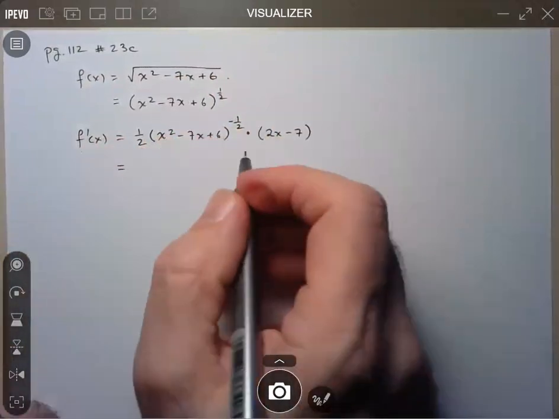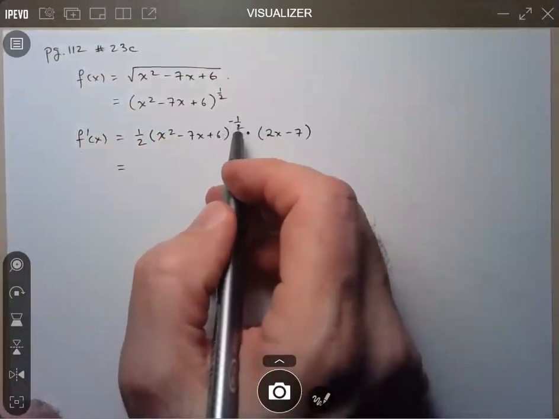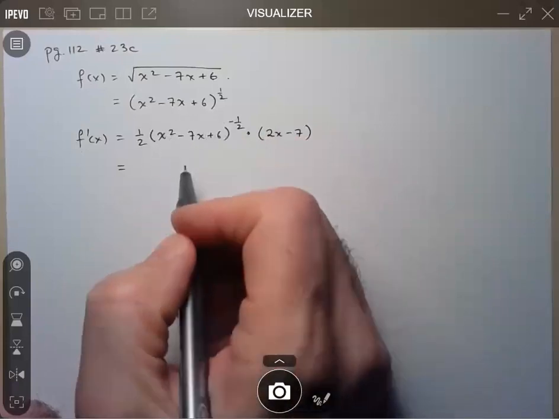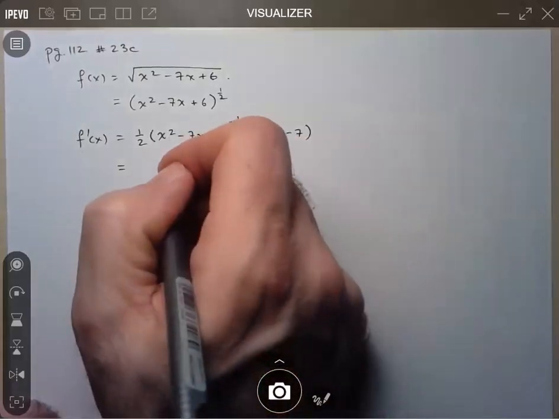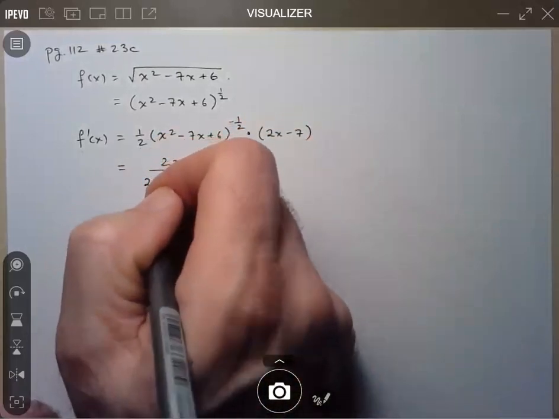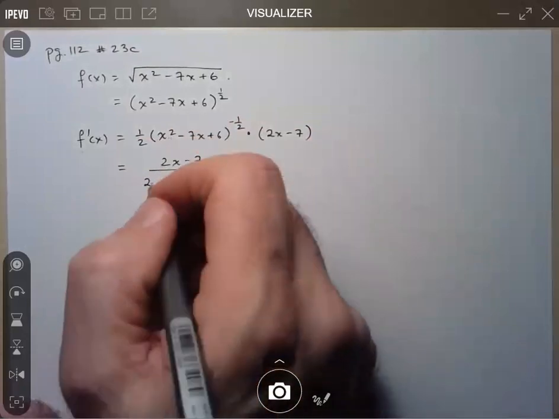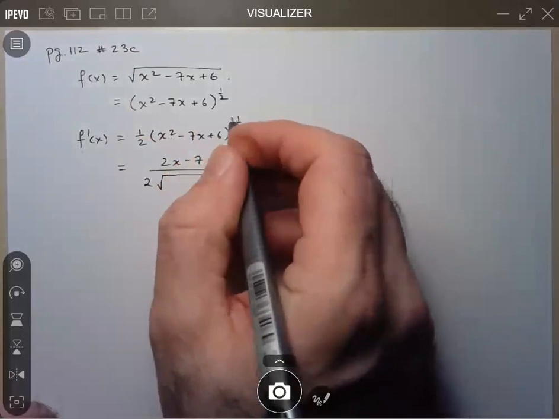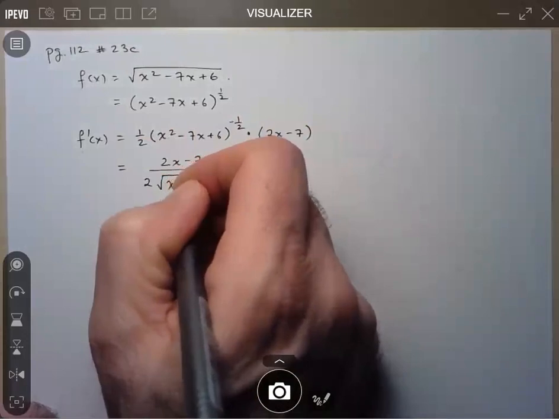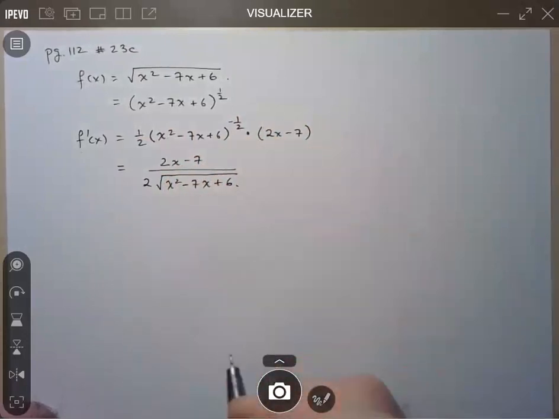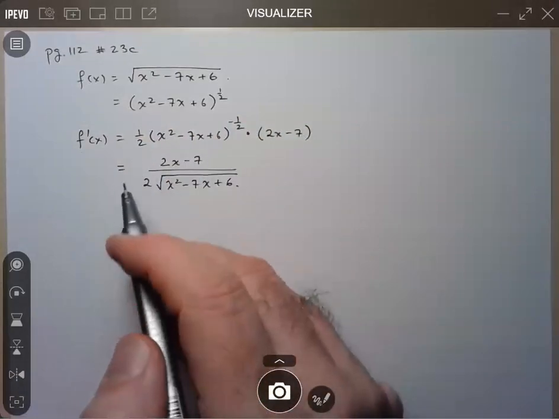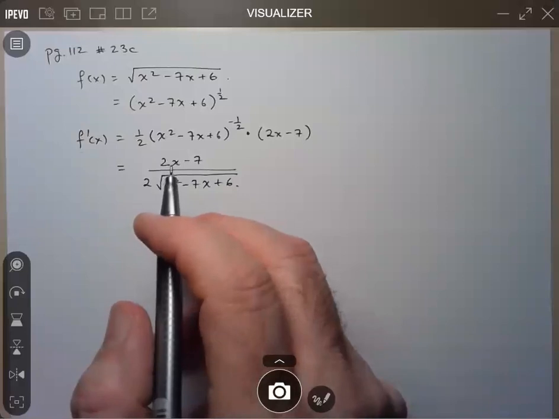And when we clean this up, of course, this is what's going to help us determine where this is not going to be defined, because this negative 1/2 is going to take this expression and put it into the denominator. So the only thing left in the numerator is the 2x minus 7. This 2 obviously is in the denominator. And then here, this negative 1/2 is going to be a positive 1/2 when I bring it into the denominator. Okay. And so now I can tell by looking at the derivative when this thing is not going to exist.